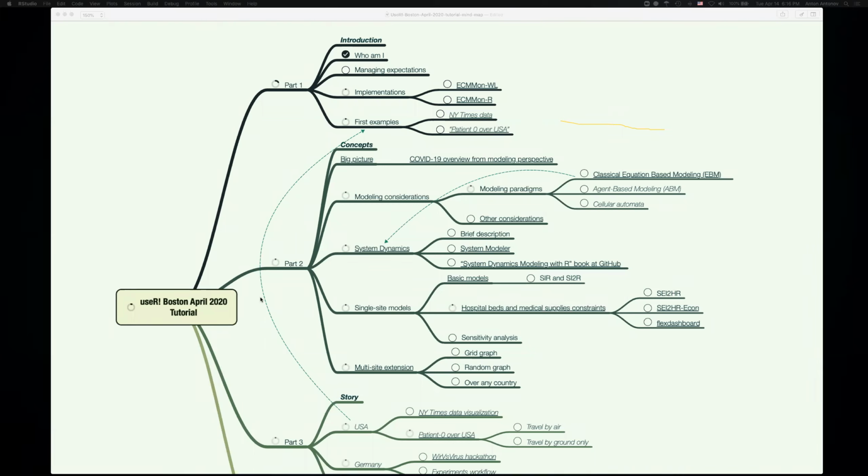All right, so I'm going to be discussing the patient 0 over USA example, which, interestingly enough, disappeared from my screen. So I'm going to retrieve it again.